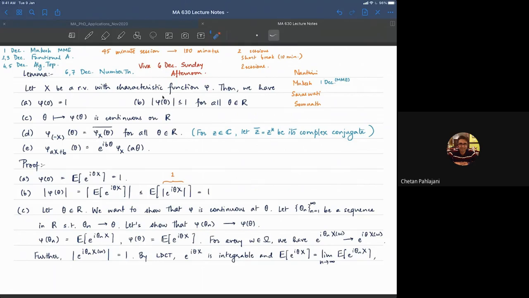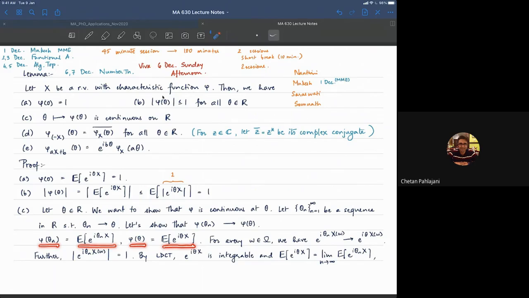All right, now this is going to be quite straightforward. So let's look at phi of theta n. What is this? This is expectation e to the i theta n x, and phi of theta is expectation e to the i theta x. Now, you can start to smell what's going to happen, right?